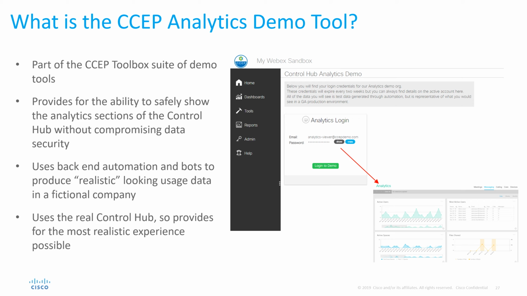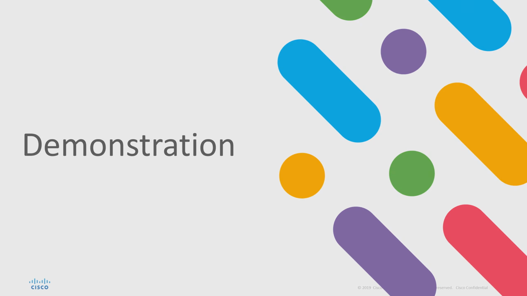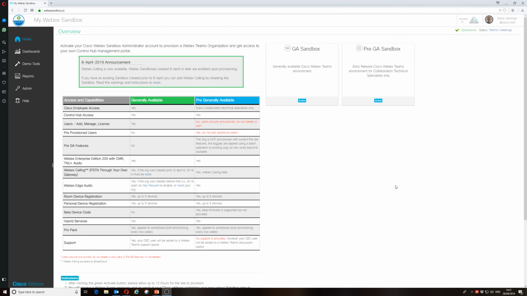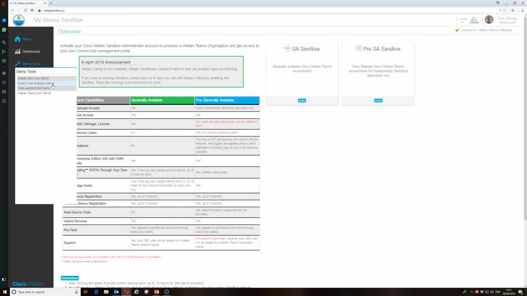So without further ado, I'll start with a short demonstration of how to use the tool. So here we are in my sandbox, and on the left hand side you can see the various sections that I have within my sandbox. Everything from a demonstration perspective, you're going to find that in the demo tools. So if I expand that section out, you can see here we have the Control Hub Analytics Demo.